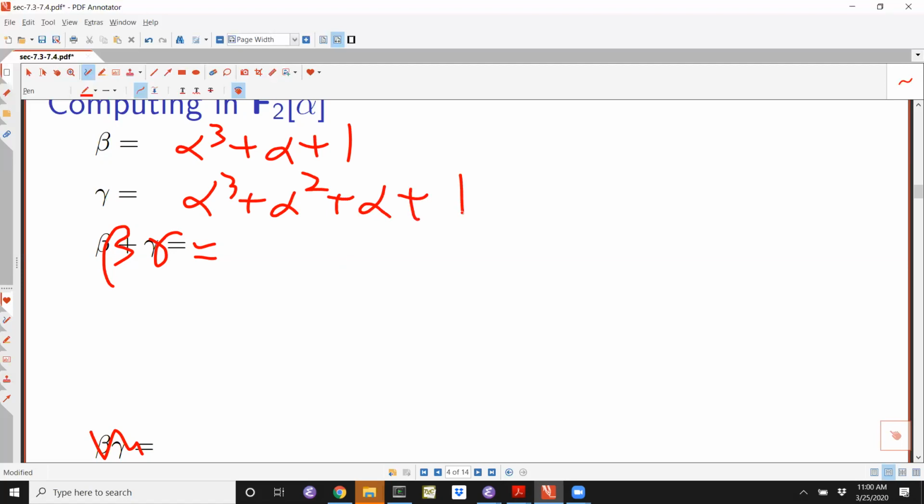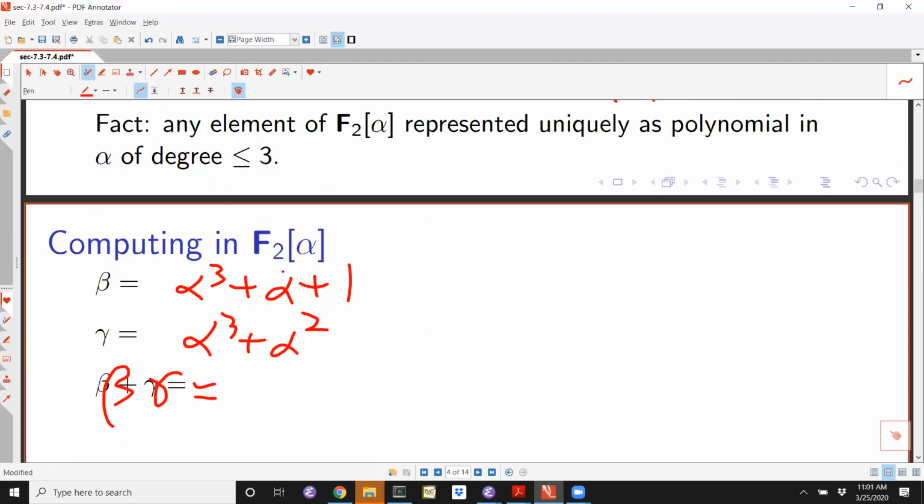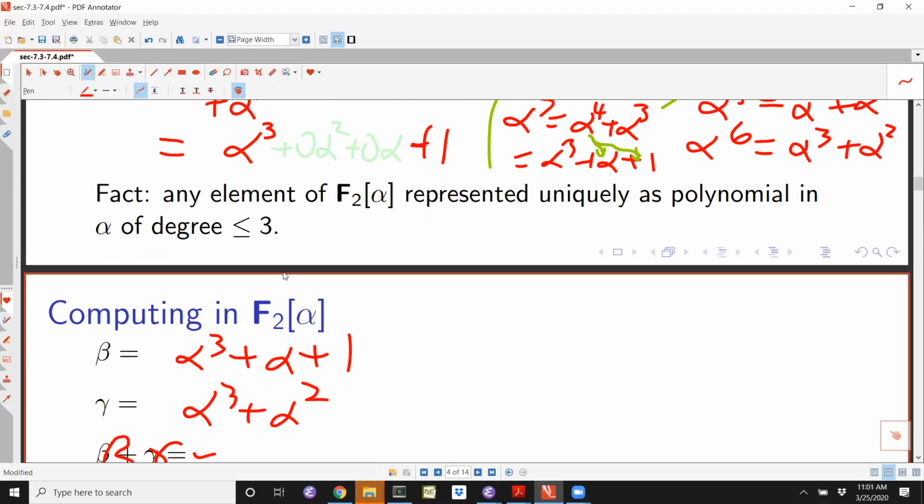All right, so now, you know what? I'm going to chicken out and erase the last two terms, just to save a little time. So zap, zap. All right, so now what I want to do is multiply beta times gamma in the ring F2 bracket alpha, under that same rule, alpha to the fourth equals alpha plus 1.